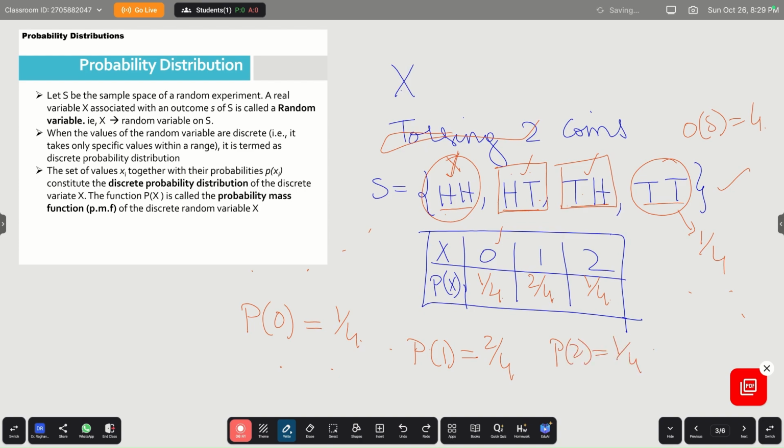Now the x values along with these probabilities, xi along with P of xi, is called a probability distribution. Okay, hope you have understood what a probability distribution is. And this table, what I have written here, is called the probability distribution table. Since x is taking discrete values, it's called a discrete probability distribution table.